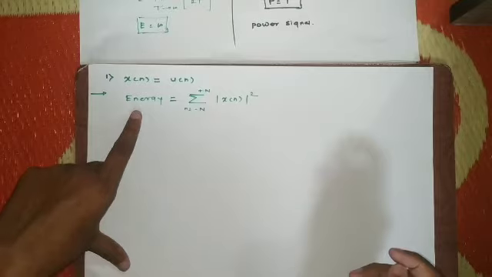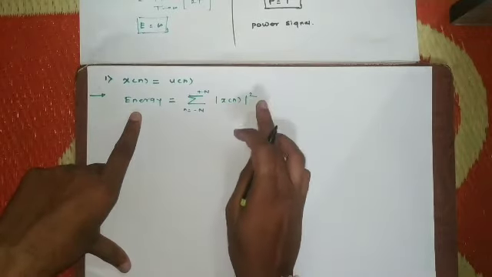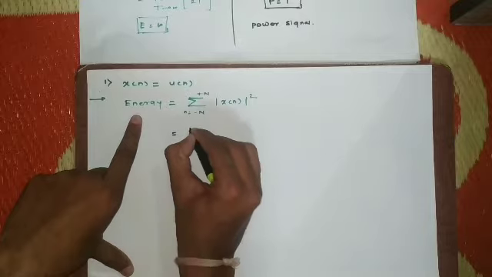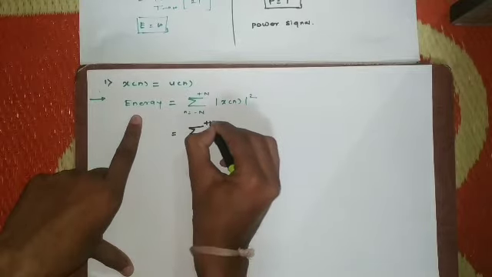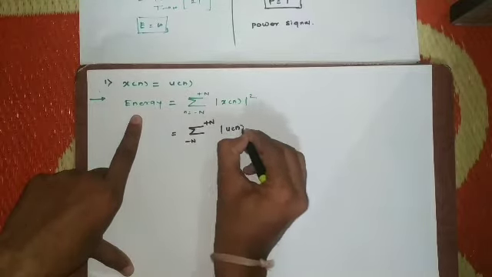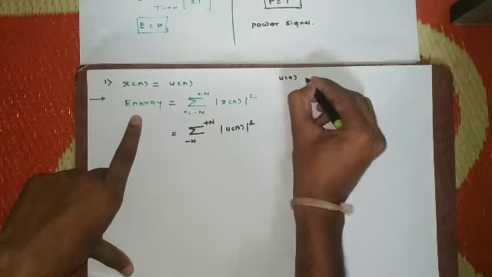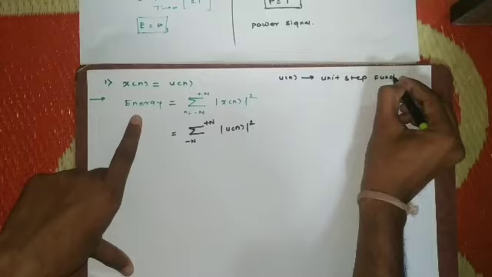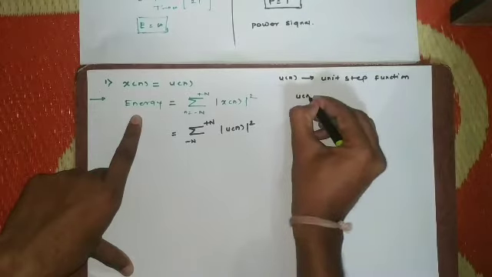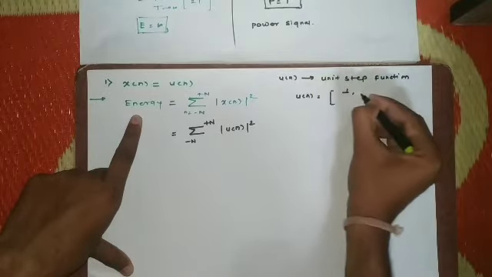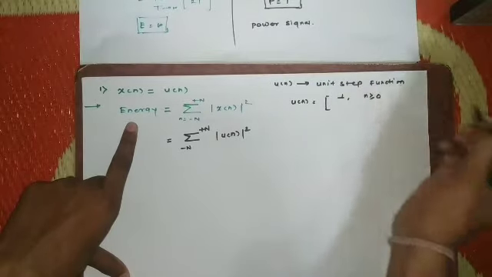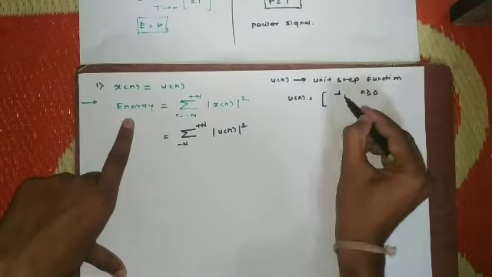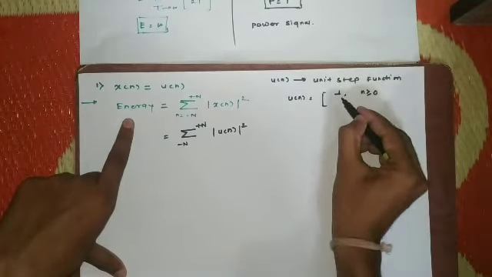We are having this expression which we already defined, mod x of n whole square. So replacing the value of x of n here, we'll get this term as mod u of n square. Now u of n is nothing but our unit step function, and we know the property: u of n is having an amplitude 1 for n greater than or equal to 0. That means for all positive values of n its amplitude is 1, and otherwise, for all negative values of n, the amplitude is 0.